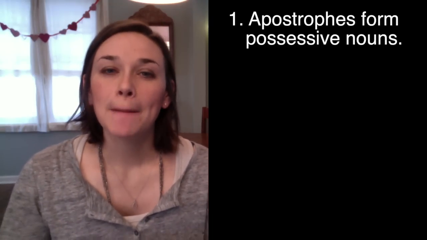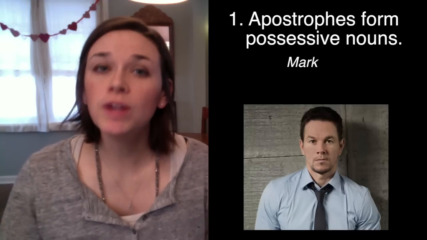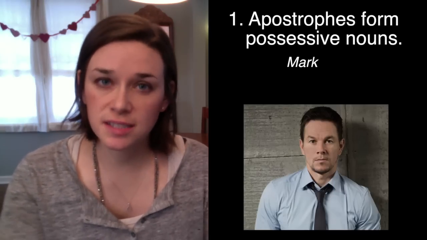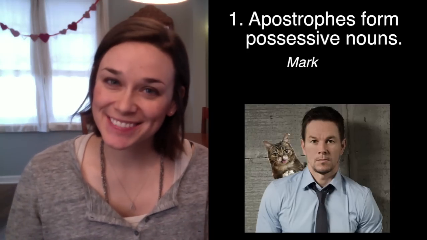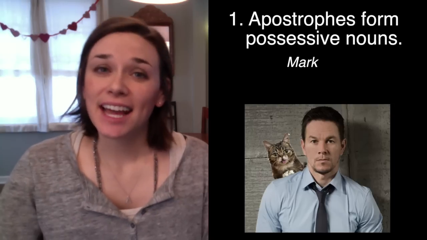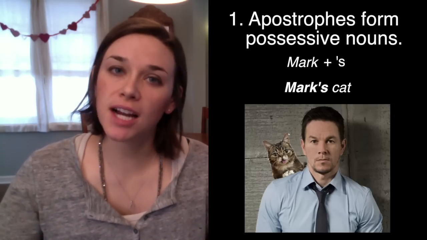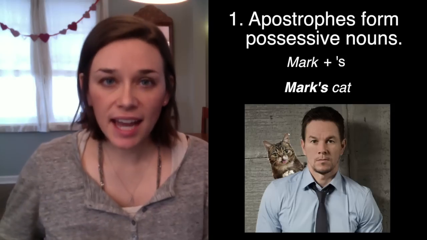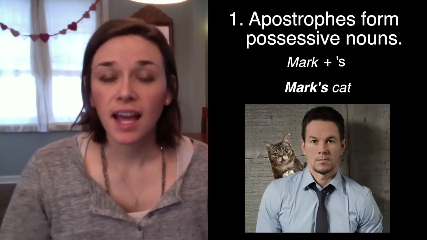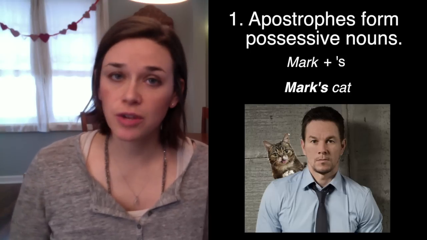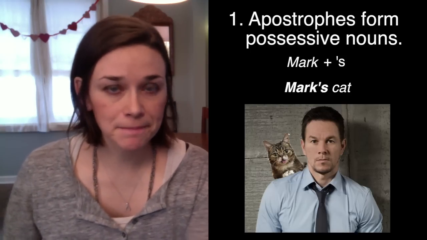Let's look at the noun Mark. And let's pretend that we want to make this noun possessive. We want to show that Mark owns something. And let's say that Mark owns a cat. We are going to take the noun Mark and add an apostrophe S. So now we have Mark's cat. We had the noun Mark, we added an apostrophe S, and now it's possessive. It shows ownership. Now it shows that Mark owns the cat.